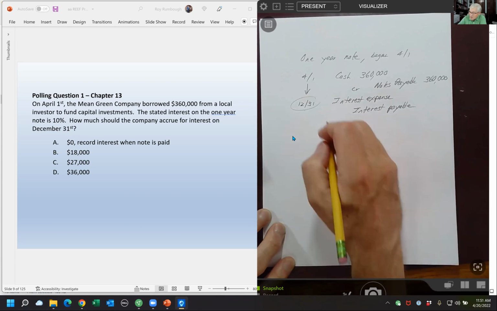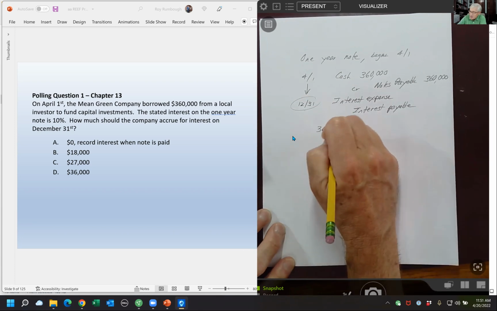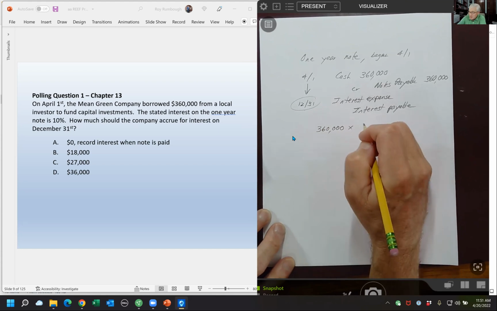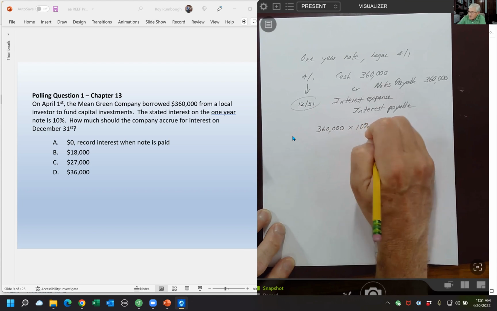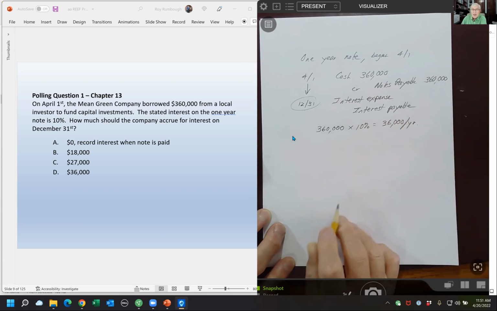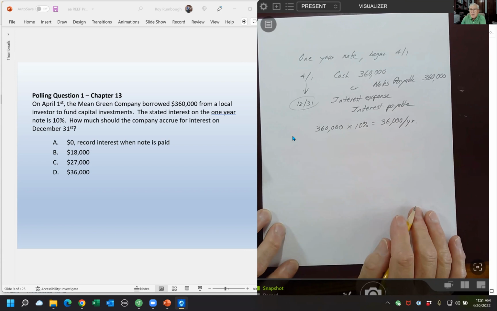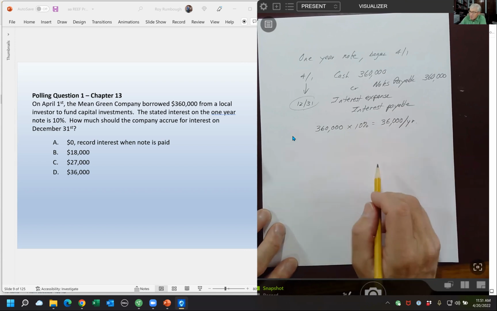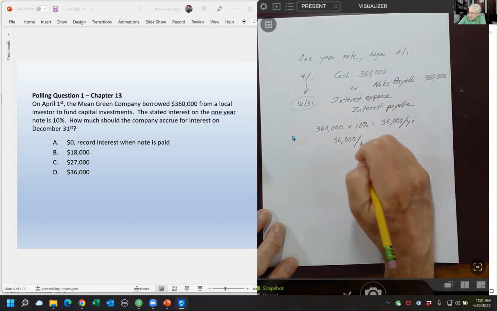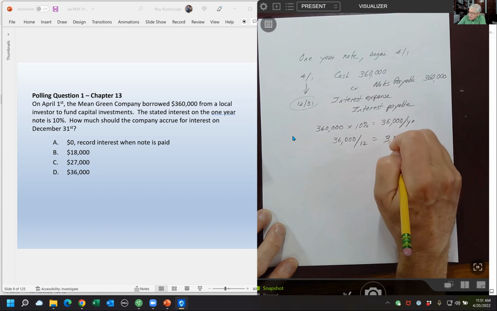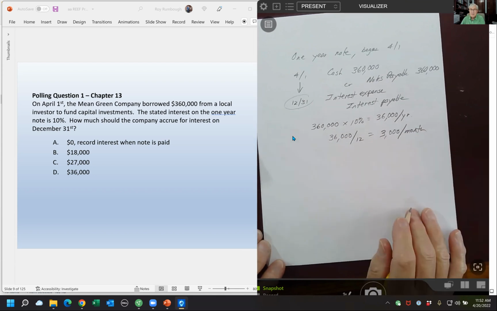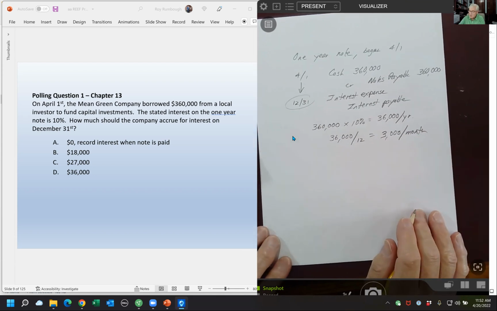Now, I like to follow my process. How much is the interest expense per month? 360,000 times 10% equals 36,000 per year. So if this note is outstanding for a year, we would incur 36,000, but that's not what I'm interested in. I want to know how much it is per month. That's easy. I know how many months are in a year, divided by 12, 3,000 per month. Easy. So what's my journal entry at 12/31?